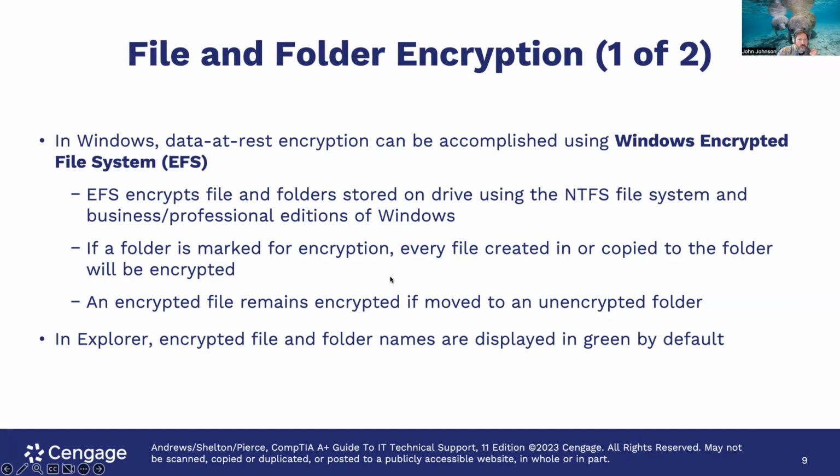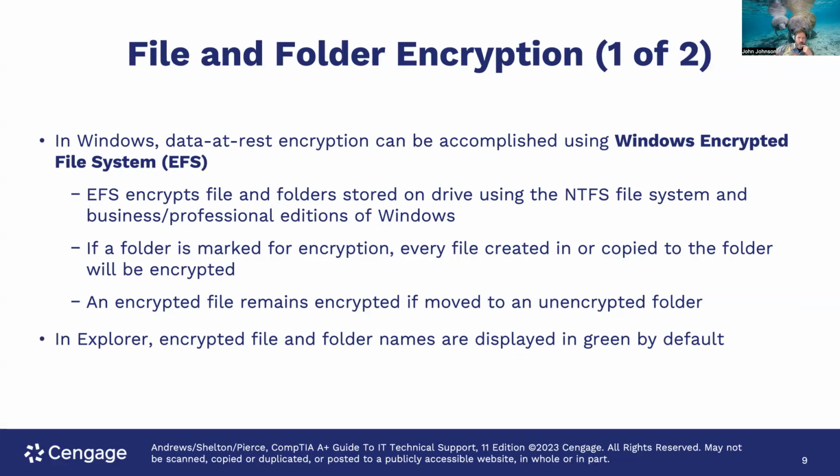Then we've got file and folder encryption. In Windows, data at rest encryption can be accomplished using the Windows Encrypted File System, or EFS for short. EFS encrypts files and folders stored on the drive using the NTFS file system, and it's available in the business and professional editions of Windows. If a folder is marked for encryption, every file in or copied to that folder is going to be encrypted. You can't do it on a granular level. And an encrypted file remains encrypted if it's moved to an unencrypted folder as well.